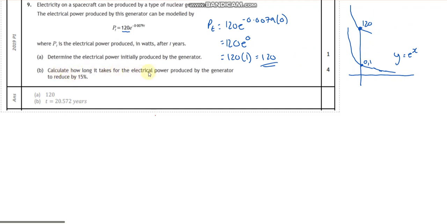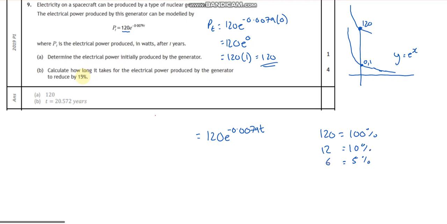The next one is saying calculate how long it takes for the power produced by a generator to reduce by 15%. Okay, so how long? So 120 e to the negative 0.0079t. I'm trying to find t, and I want to know when it's producing 15% less. Okay, well, there's 2 parts to this. 120 is my starting point. So how can I work out 15% less? I'll just do it by hand, just for fun. Okay, 10% is divided by 10, so 5% would be divided by 2. So that'll be 6. So 15% is going to be 18.